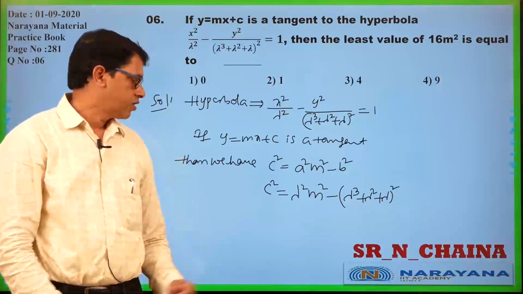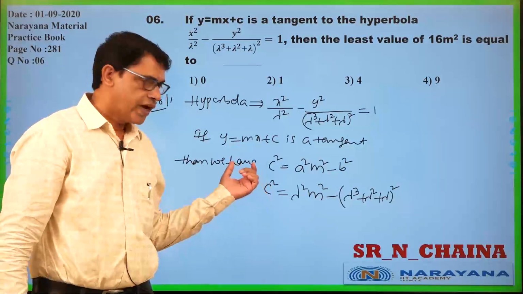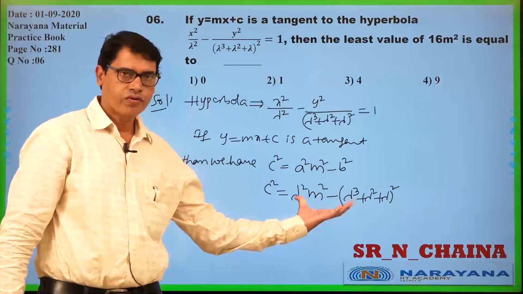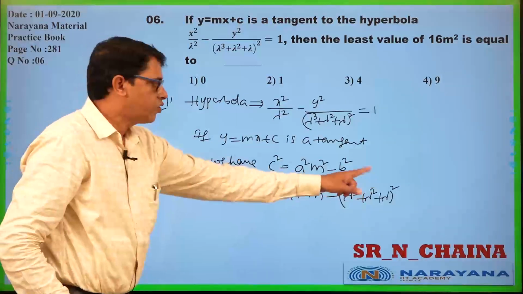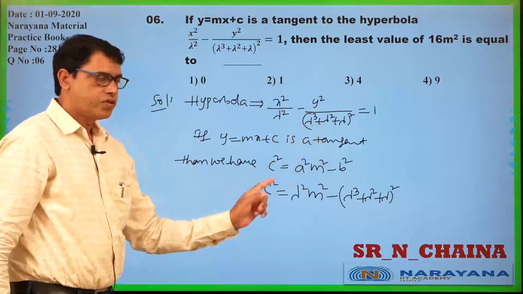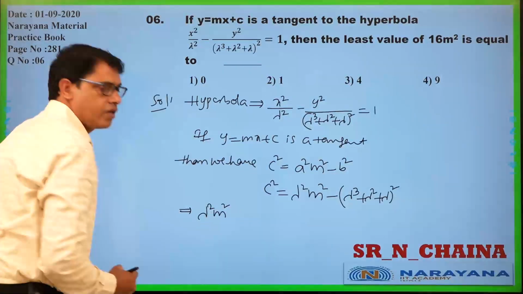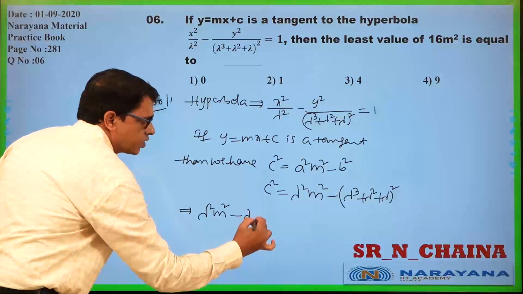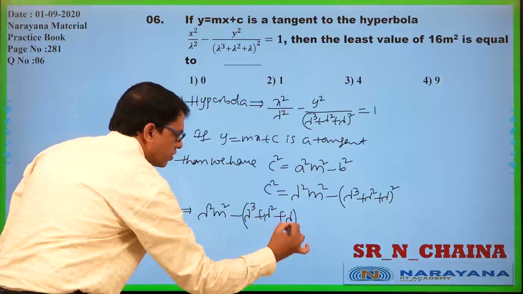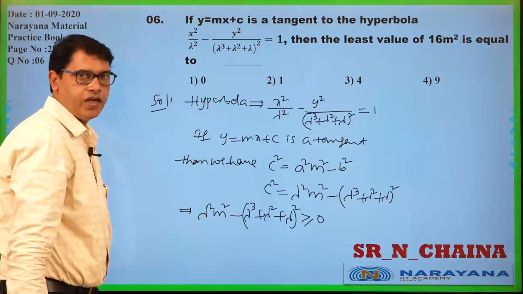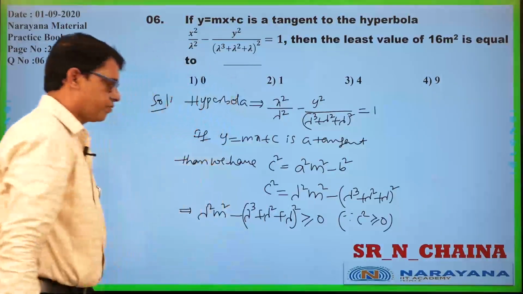This is a relation. So in this relation, you look at LHS. What is LHS? c square, obviously positive. Now c square is positive, so if LHS is positive, this must be positive. Since c square is either greater than or equal to 0, this value also must be greater than or equal to 0. That implies lambda square m square minus lambda cube plus lambda square plus lambda whole square greater than or equal to 0. Why? Since c square is greater than or equal to 0.